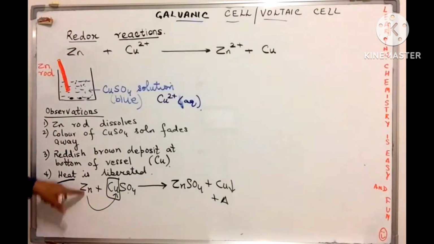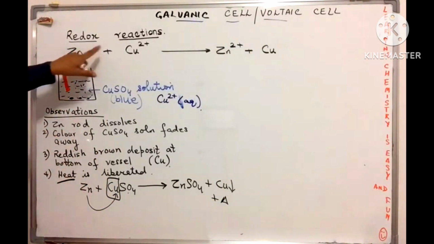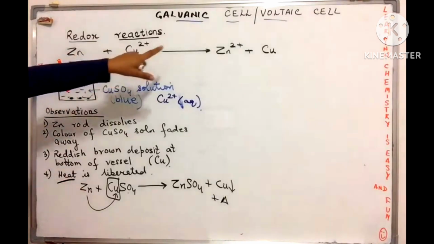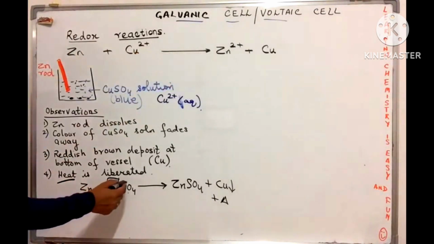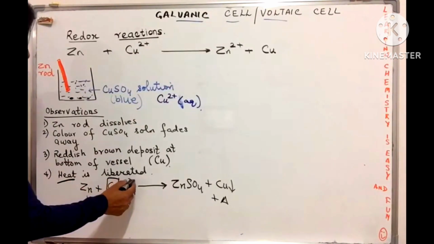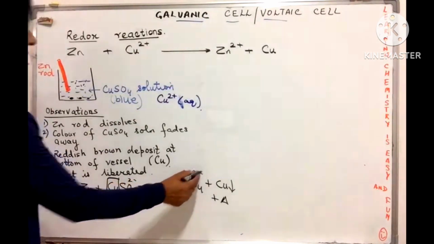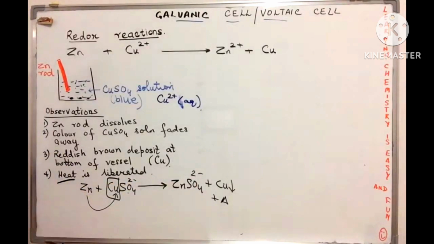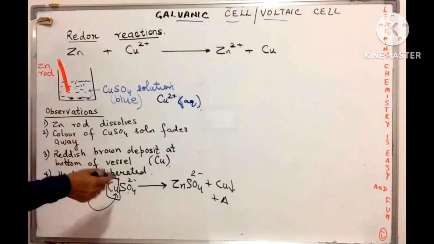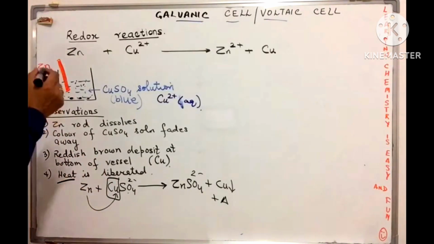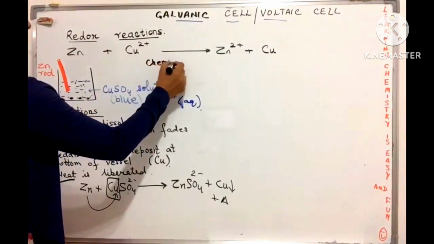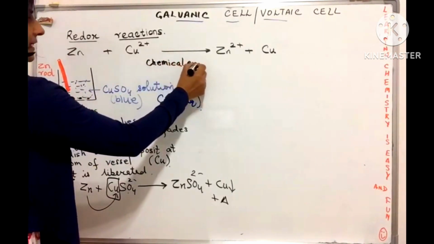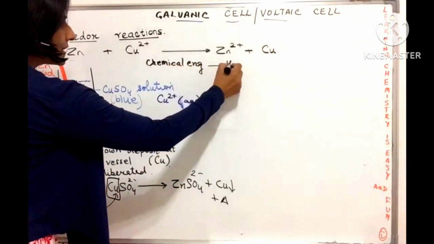This can simply be put as the reaction Zn plus Cu2+ gives you Zn2+ plus Cu. Why? Because sulfate ions remain unchanged as a reactant and a product. In other words, when this reaction is taking place, there is a change in energy. So chemical energy is getting converted into heat energy.